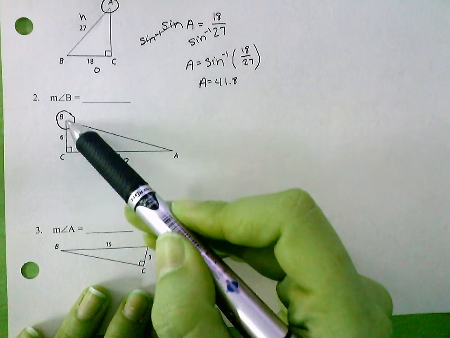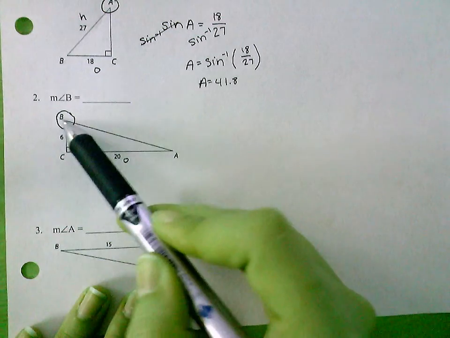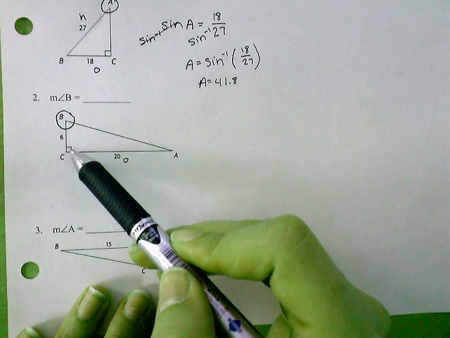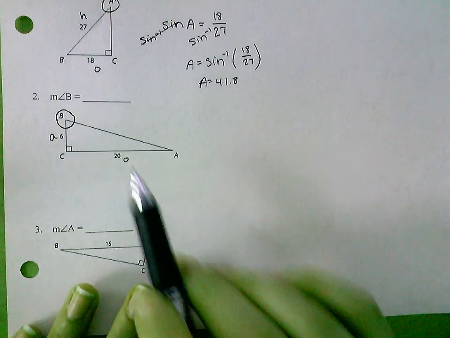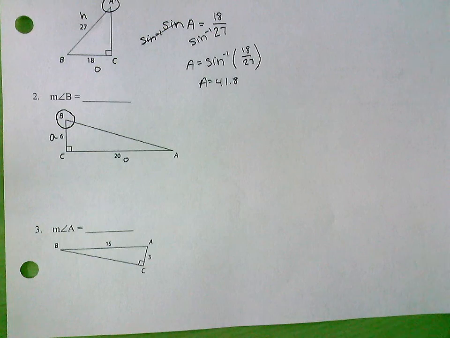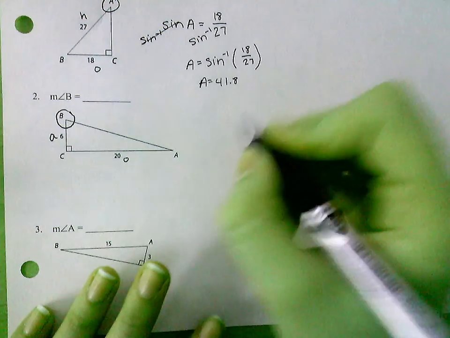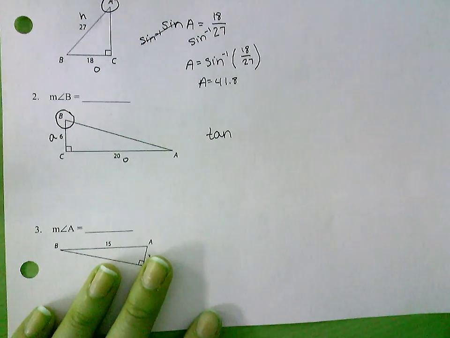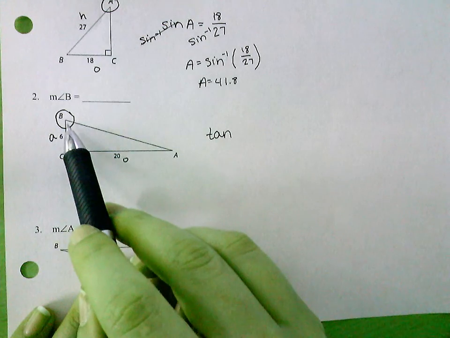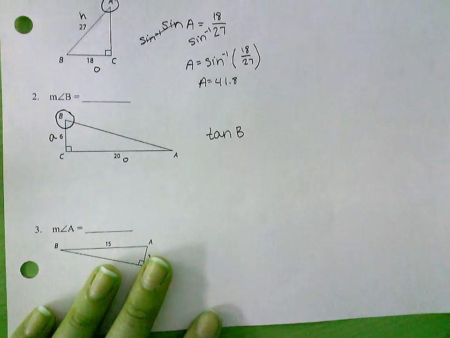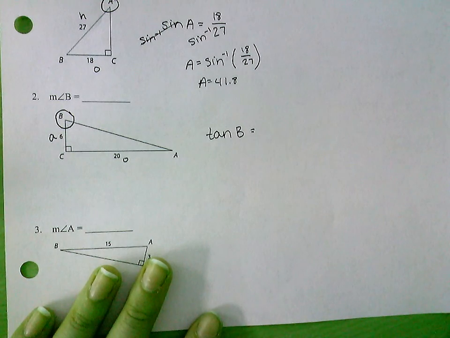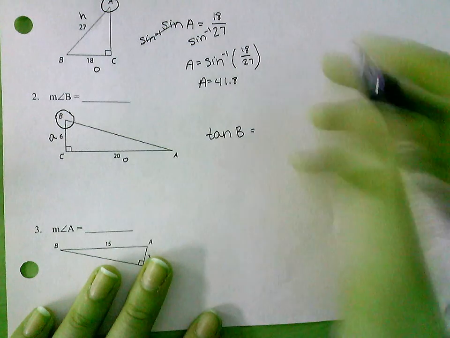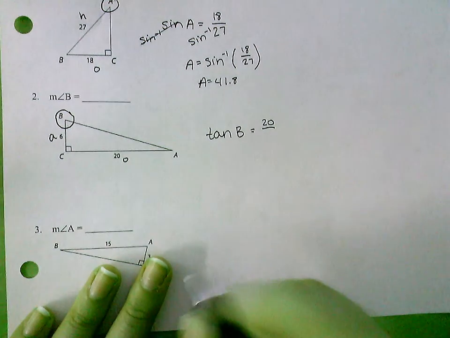From this angle B, I have a side that's next to it that's not the hypotenuse, right? So that is your adjacent side. So I have O and A. And in SOHCAHTOA, it's that TOA part. So I'm going to use tangent. So we have tangent of the angle you're working with. That is angle B. Again, that's my variable. It is equal to that ratio of sides, O is 20 over A is 6.